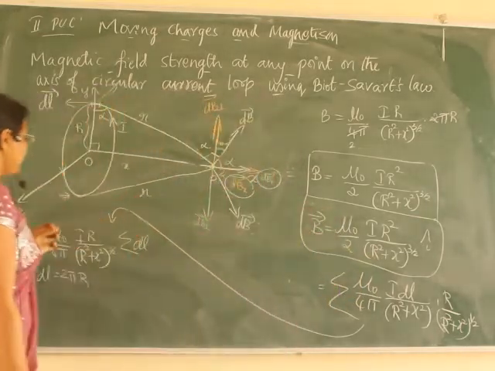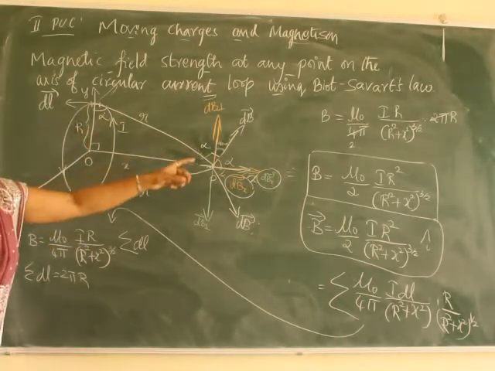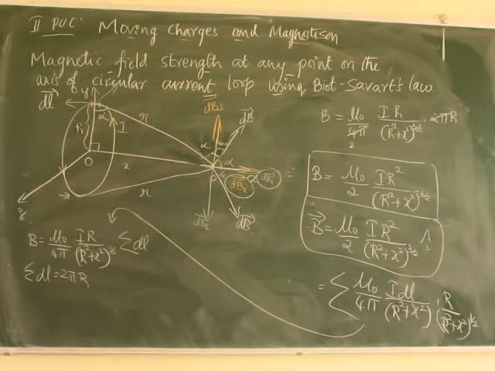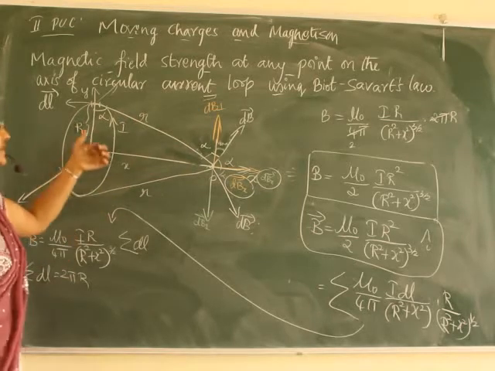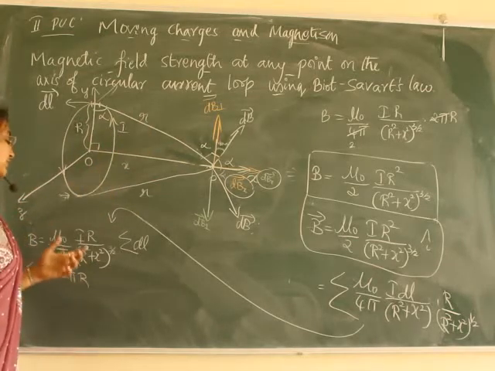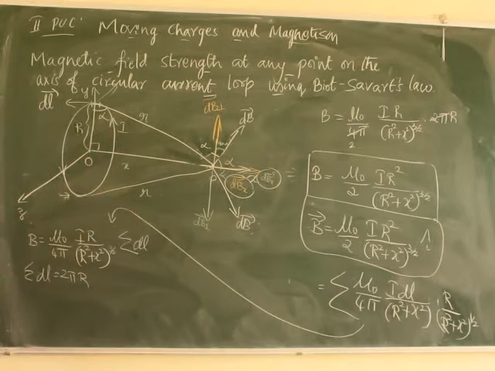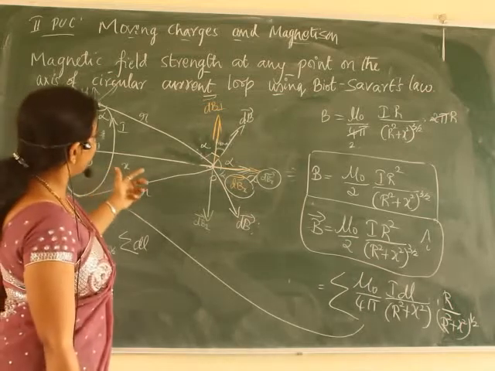Then this is a right angle triangle. So using the Pythagoras theorem, we can write r square is equal to r square plus x square. In the place of r square, we have to substitute r square plus x square. Then we moved for the next step. What was the next step we had?